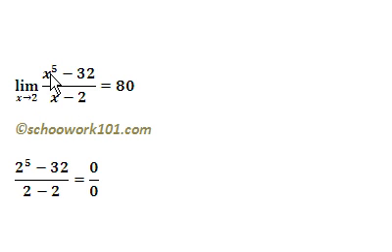We have a limit of x to the fifth minus 32 over x minus 2. So I do the direct substitution. I plug 2 directly in for x, and we end up with 2 to the fifth minus 32 over 2 minus 2. And after simplifying this down, we end up with 0 over 0.